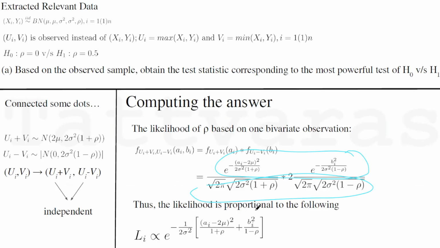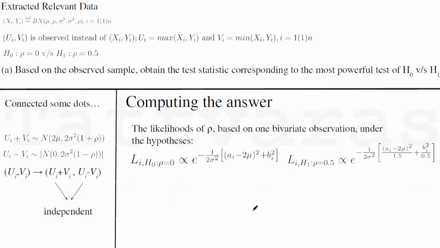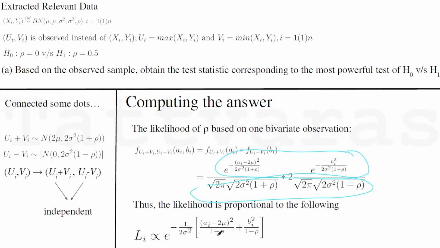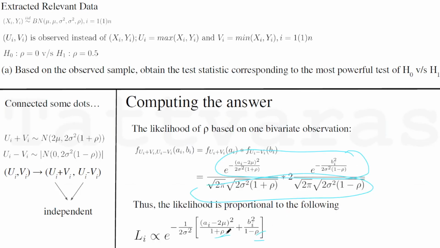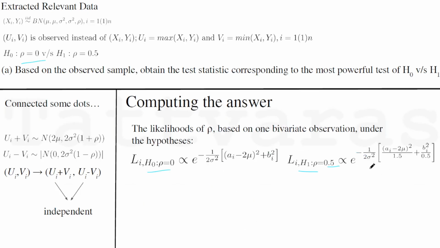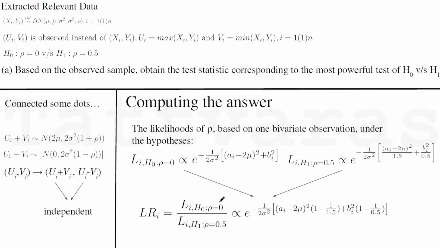Okay, so you have the likelihood. But now you need to find the likelihood under H0 and H1, because then you would get the likelihood ratio. Under H0, rho equals 0, you put that in over here and this just disappears. And under H1, rho equals 0.5, same, you put that over here and you get a structure like this. Then you just take the ratio. Do note that in the likelihood ratio, we have the null hypothesis based likelihood in the numerator and the alternate hypothesis based likelihood in the denominator.